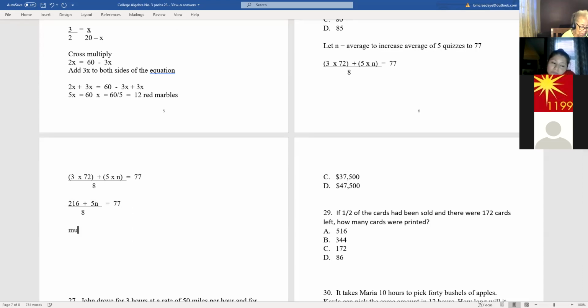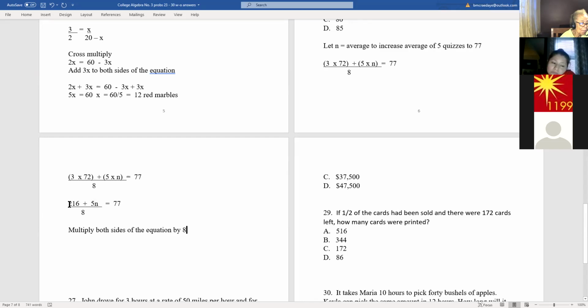Multiplication. Multiply what? Both sides by 5n? No, 5n is an add, so it can't be a multiplication. Multiplication has to be where you're dividing. You divide by 8, so you're going to multiply both sides of the equation by 8. Now, what would that give you?